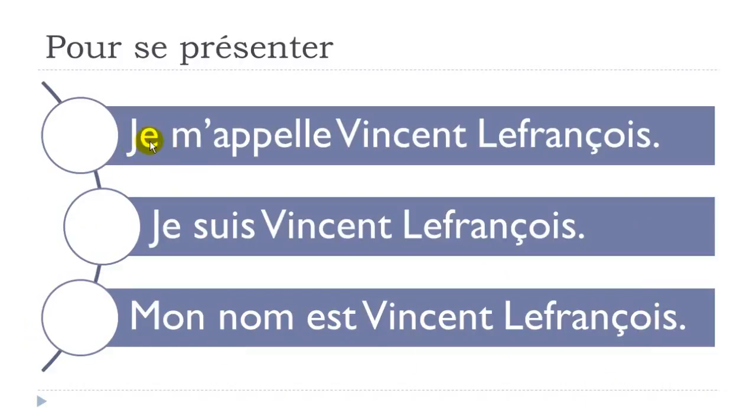First option, je m'appelle Vincent Lefrançois. Second, je suis Vincent Lefrançois. Last one, mon nom est Vincent Lefrançois. Of course, the first one is the most used. Even if the verb is a bit tricky at the beginning, definitely you should work on it and master this s'appeler verb, because that's the one we will use when we introduce ourselves.